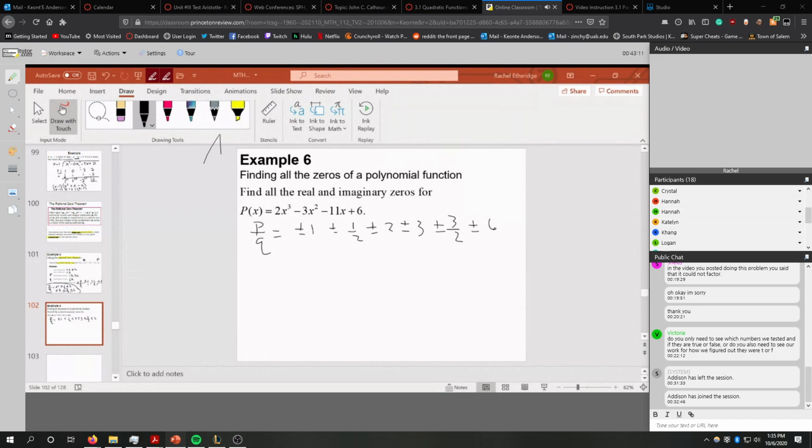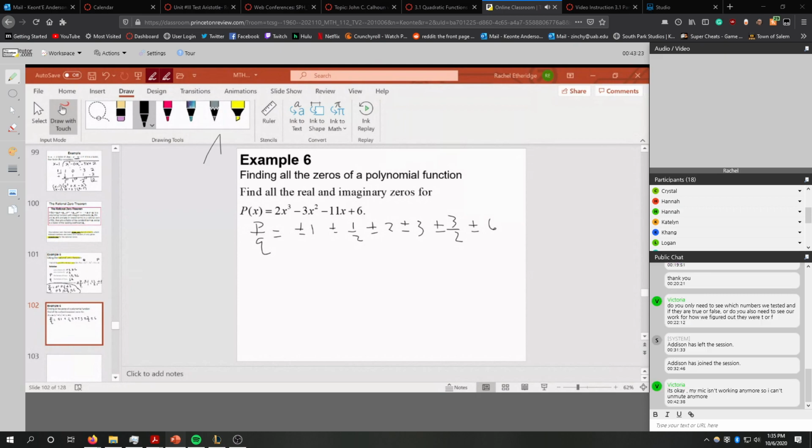I'm sorry, Victoria. If you can do it in your head, I just want to see your number line and your zeros and then the numbers that you're testing. Do you actually need to show me that you plugged it into the factors? No. As long as you're showing me that you tested certain numbers and those were your test points, that's all you've got to do. You don't have to show me you worked it all out in detail.